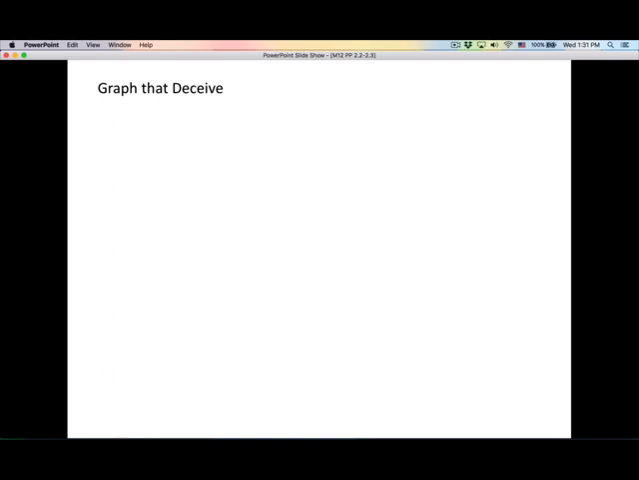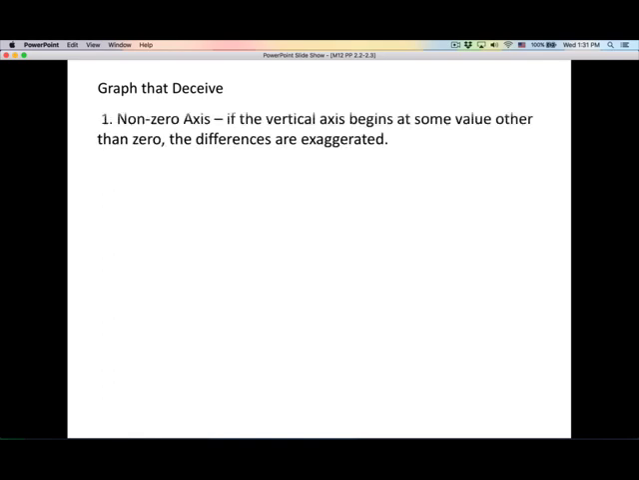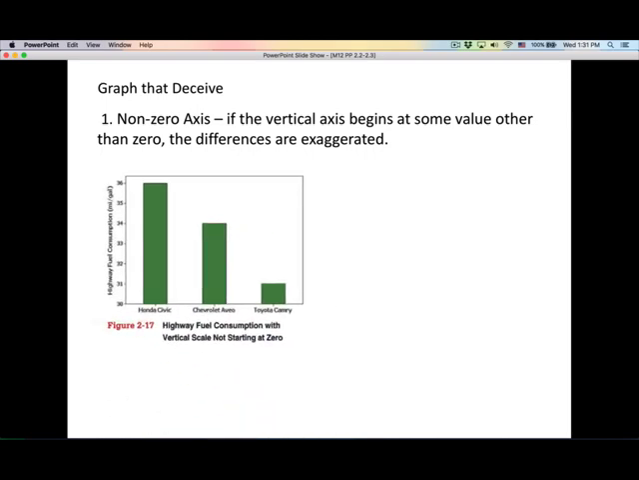Graphs that deceive. Some graphs deceive because they are technically correct but misleading. Here we present two of the ways in which graphs are commonly used to deceive. Look at this example. We have the highway fuel consumption of three different brands of car: a Honda Civic, a Chevrolet, and also the Camry. By looking at this graph, you could say the Honda Civic does a really good job here. That's a big difference compared with the Toyota Camry.